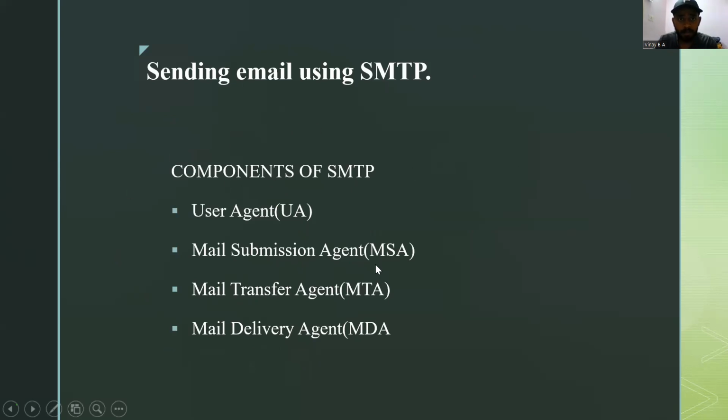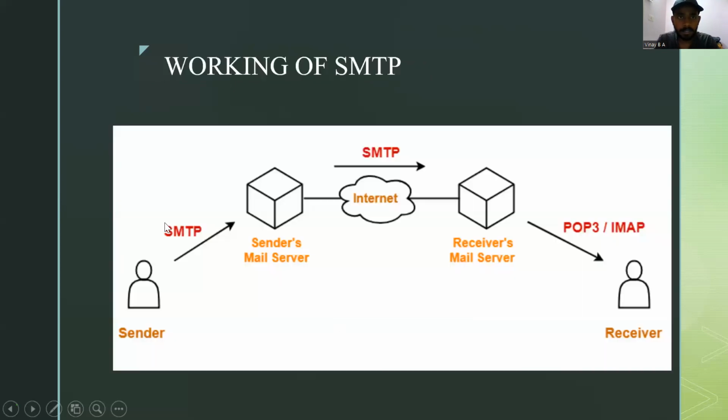Then some of the components of SMTP are the user agent, mail submission agent, mail transfer agent, and mail delivery agent. This is the working of SMTP: the sender, the sender's mail server, the internet, the receiver's mail server, and the receiver. When the sender sends the mail using the receiver ID, it goes first to the sender's mail server. Then the sender's mail server sends it via the internet to the receiver's mail server.